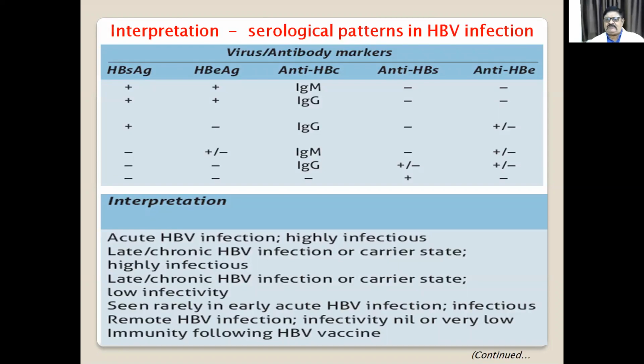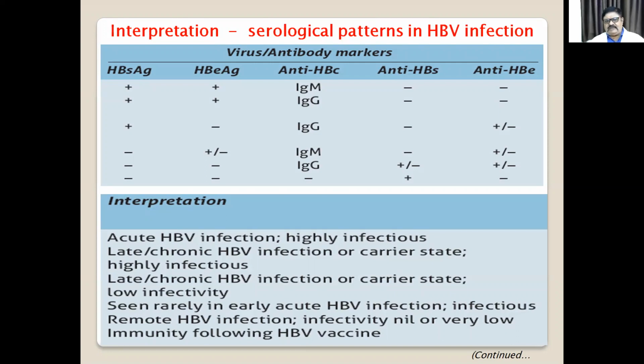Suppose a given situation is given as the serological markers and then the interpretations, both side by side. We can see them. HBsAg positive, HBeAg positive, and IgM is there, and there is no anti-HBs antibody and no anti-HBc antibody. That means acute HBV infection, highly infectious.